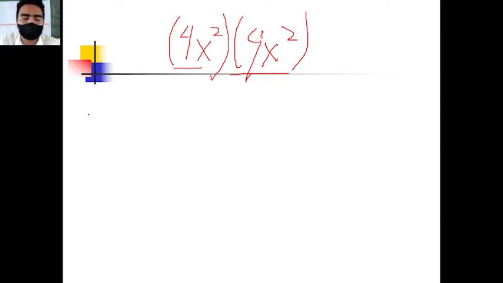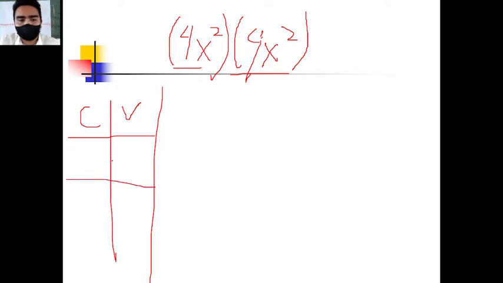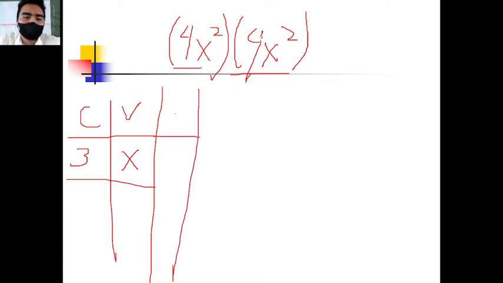This is the rule in polynomials. If we have a polynomial, we have the coefficient and the variable. When we multiply, let's say your number is 3 and you have a variable x. What will happen to the coefficient is you're going to multiply, and when you multiply the variable, you're going to add the exponent.